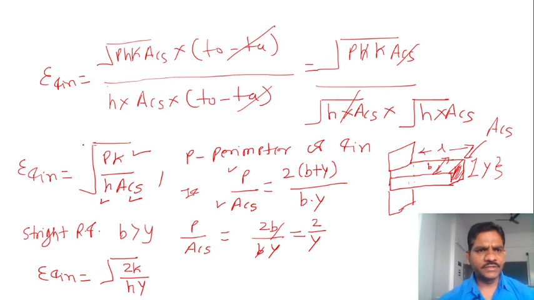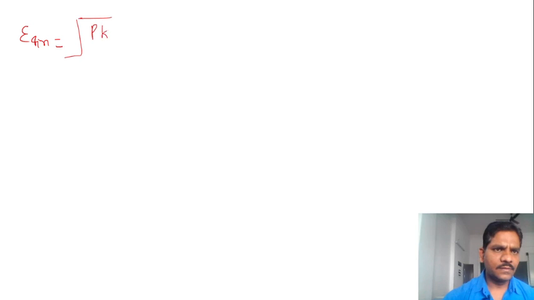So from these two relations, what we conclude is, you see here, the effectiveness of a fin is equal to the formula. We have the two formulas. I write down the first formula, this one, PK upon HACS.